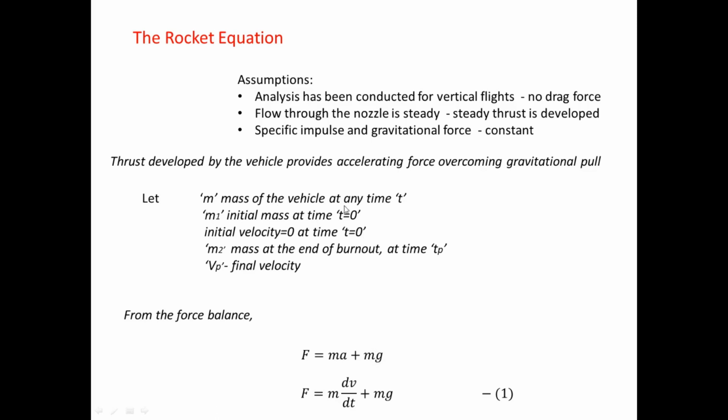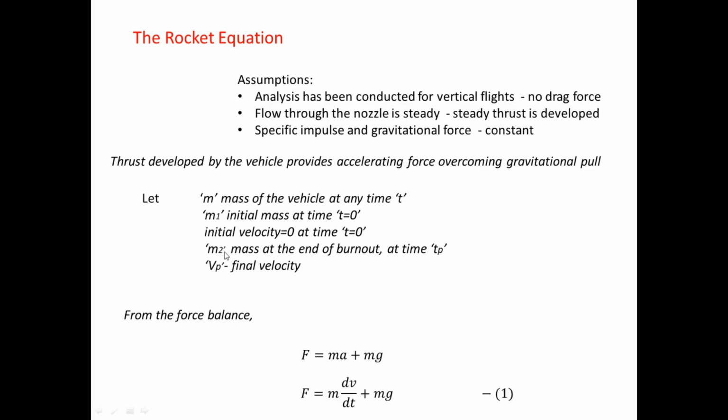Now let m be the mass of the vehicle at any time t. If m1 is the initial mass of the vehicle before starting the flight, m2 is the final mass. After passing a total flight time of tp, the total weight of the vehicle is m2. So m1 is the initial mass and m2 is the final mass, once the entire propellant is burnt out. m represents an intermediate mass, so after any time of flight t, let m be the mass.